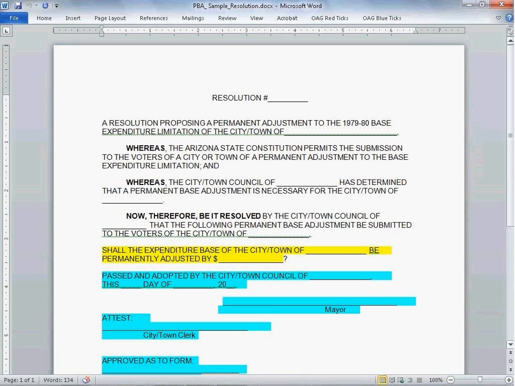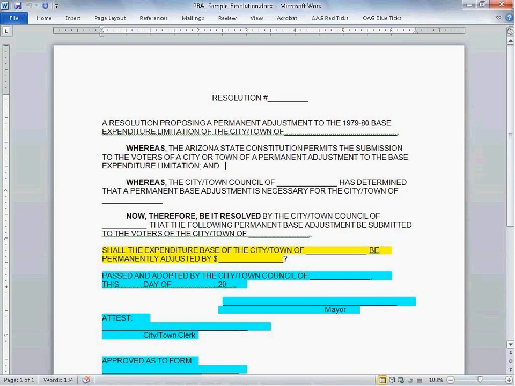The resolution is used to adopt and specify the terms of the permanent base adjustment. The League sample wording for the permanent base adjustment resolution indicates the question that will be posed to the voters, as, shall the expenditure base of the city or town be permanently adjusted by a certain dollar amount, as you will see highlighted in yellow. That dollar amount is the amount of the increase to the base year's expenditures that the entity is seeking, not the final increase in the following year's expenditure limitation amount.